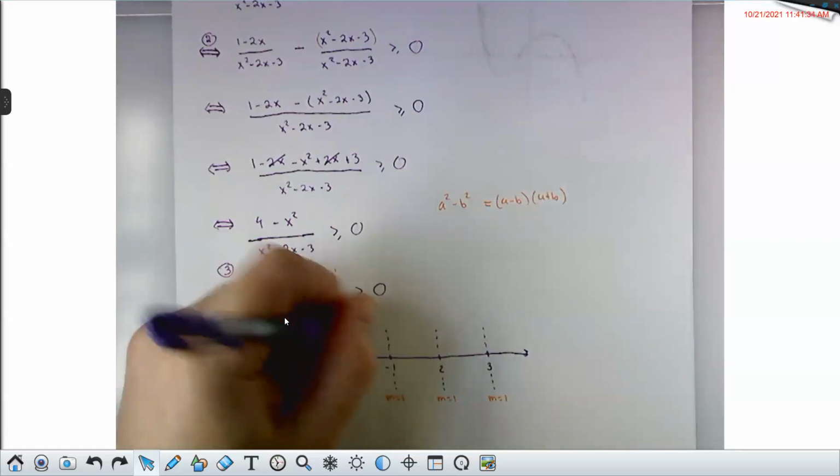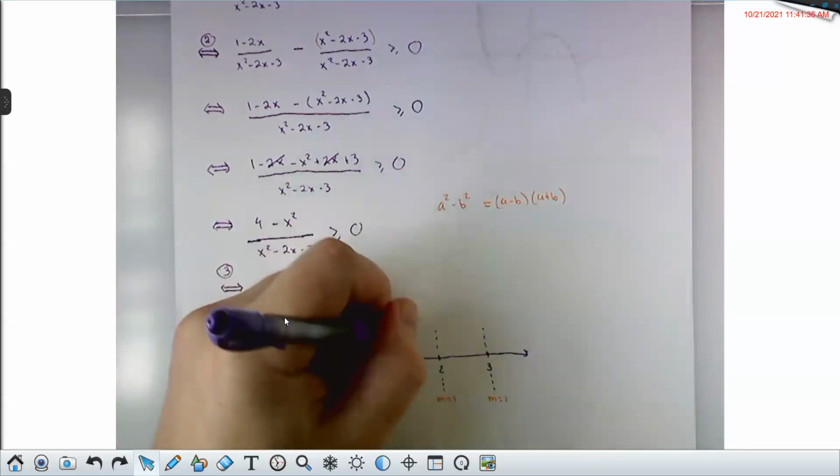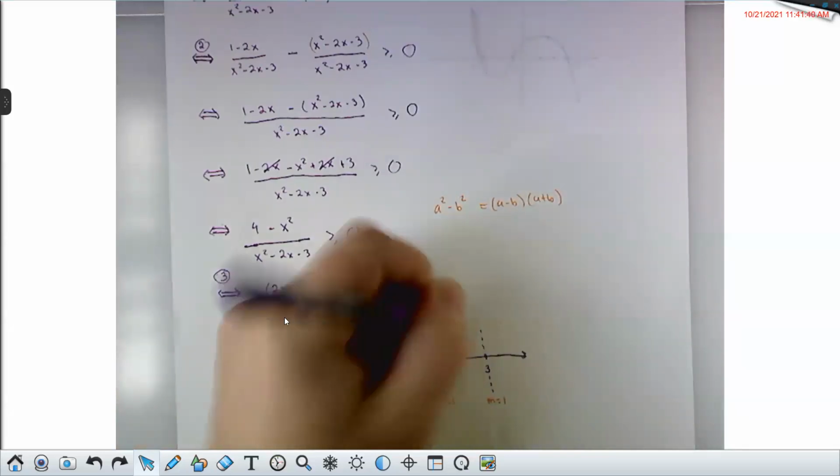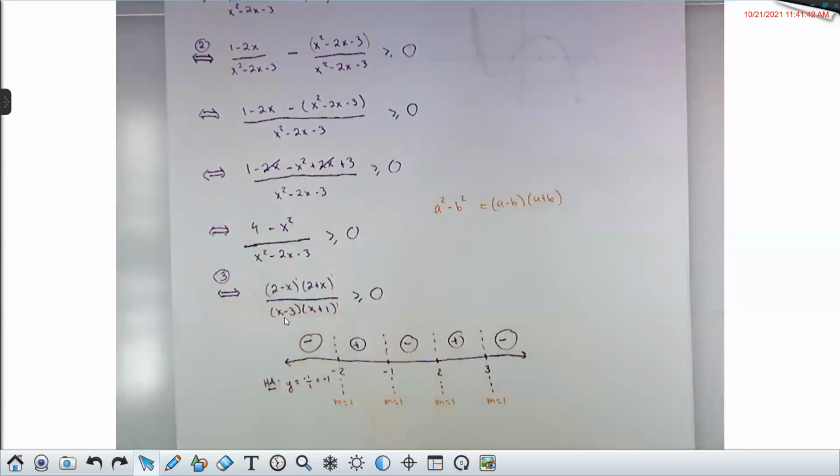We're going to become positive because that's odd multiplicity. We're going to switch again because that's odd multiplicity. We're going to switch again because that's odd multiplicity. We're going to switch again because that's odd multiplicity.